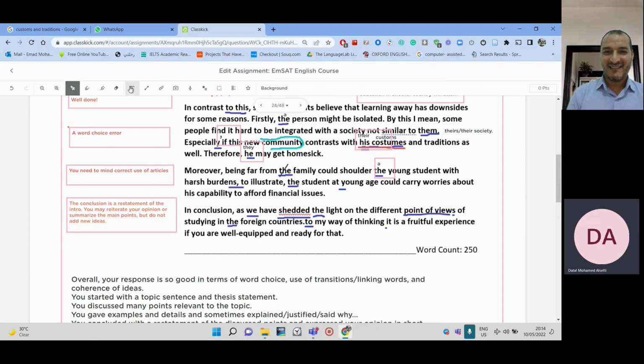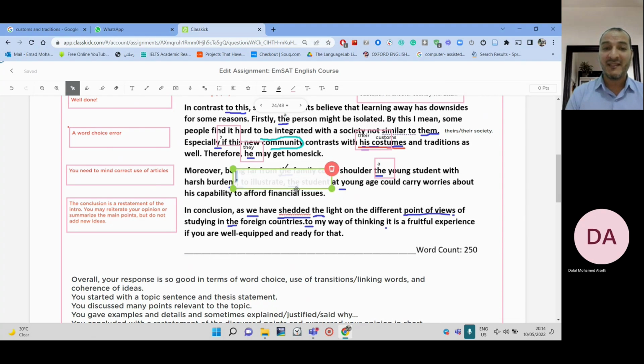It's really so simple, but you need to focus. You just need to focus and proofread. Always proofread before submission. So, and comma, and then you write a capital T, to illustrate. To illustrate.